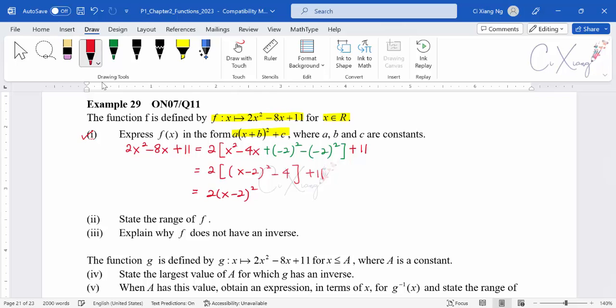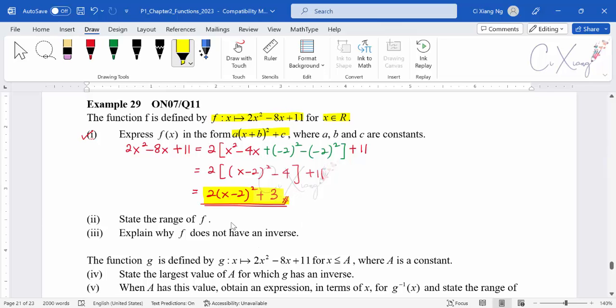I'm having -8 plus 11. Therefore, I'm having a plus 3. I think you should be very familiar with completing the square, right? So I'm not going to discuss the completing square part in detail anymore. All right, so this one should be your answer for completing the square.